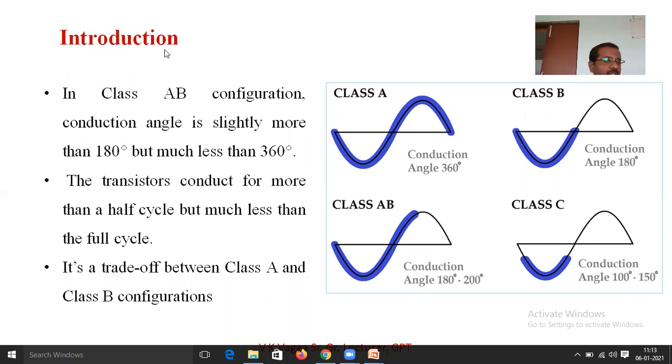It's only the introduction. So in the class AB configuration, the conduction angle is slightly more than 180 degrees but much less than 360 degrees. The transistors conduct for more than the half cycle but less than the full cycle. That is called class AB. It's a trade-off between the class A and class B configurations.